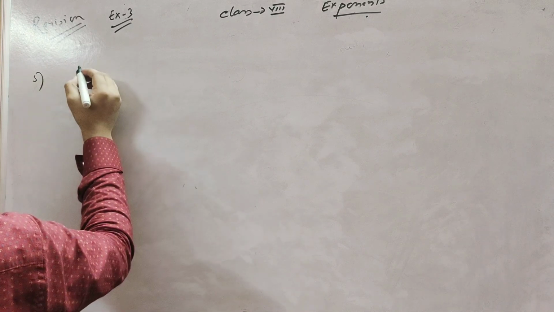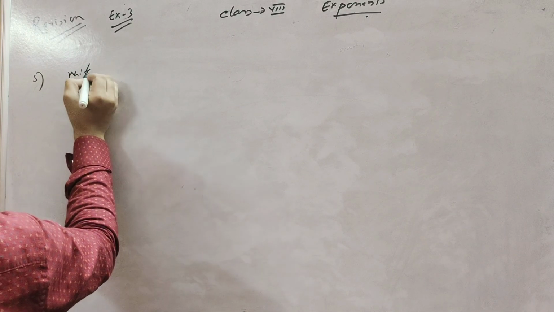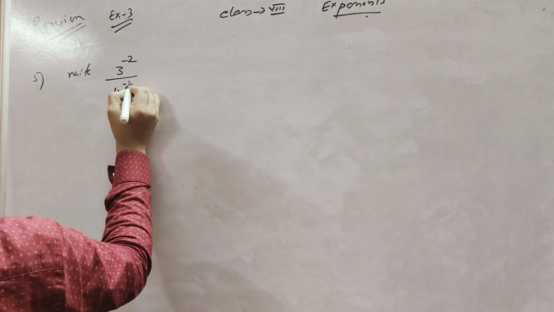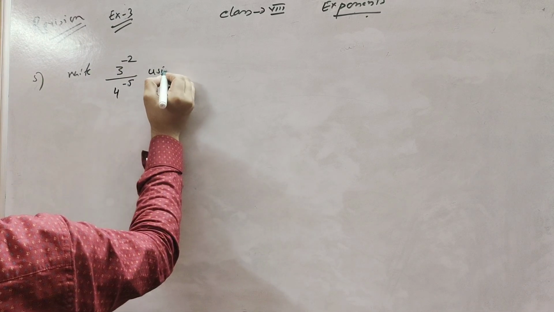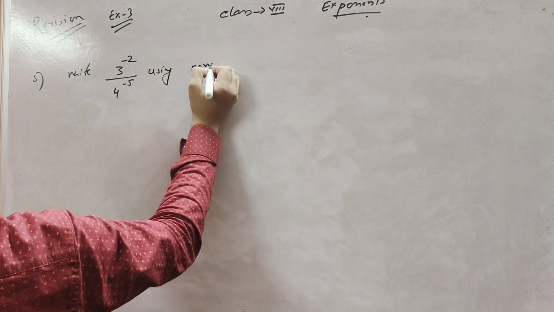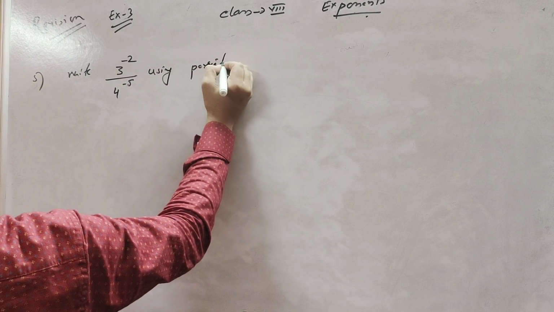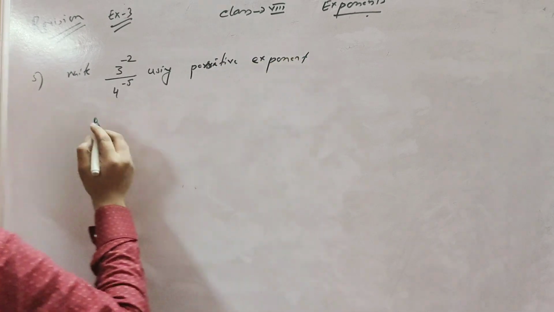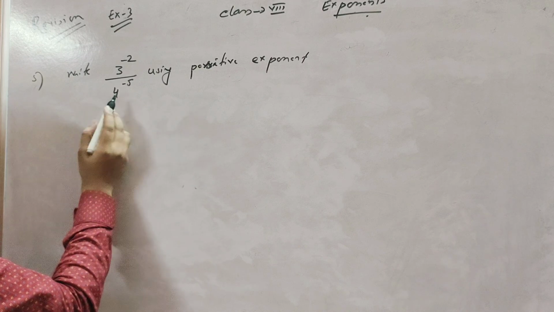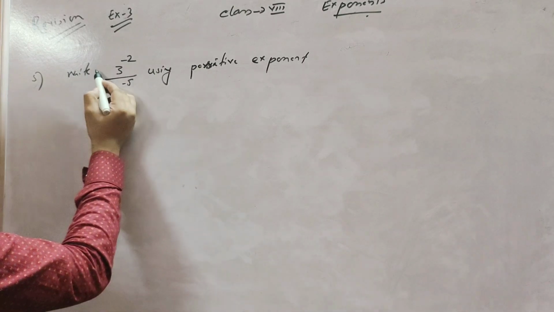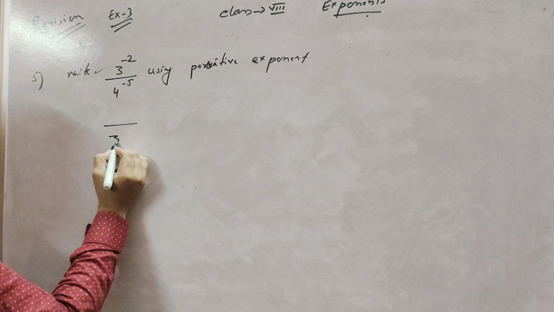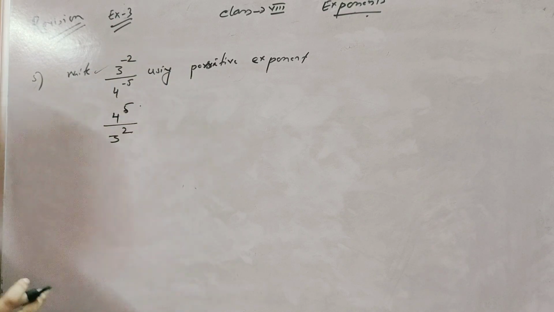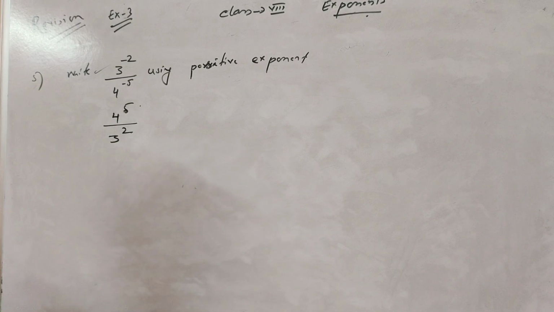Question number 5, write 3 to the power -2 and 4 to the power -5 using positive exponents. So you see, for a positive exponent, we know that we take the reciprocal, that means the numerator portion goes to the denominator and the denominator portion goes to the numerator.